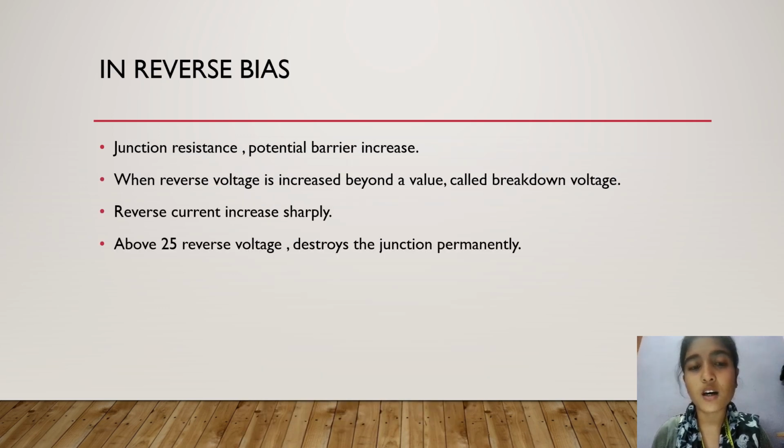In reverse bias, this is the process and working. Junction resistance and potential barrier increase. When the reverse voltage is increased beyond a value called the breakdown voltage, the reverse current increases sharply. About 25 volts of reverse voltage destroys the junction permanently. So about 25 volts in reverse bias, the junction will be destroyed. We need to keep this important point in mind.